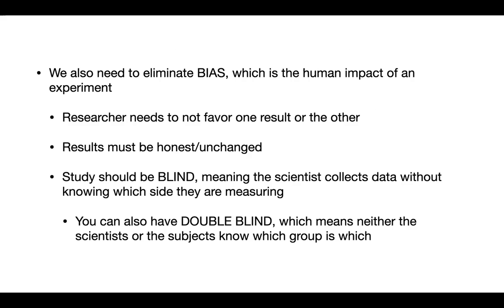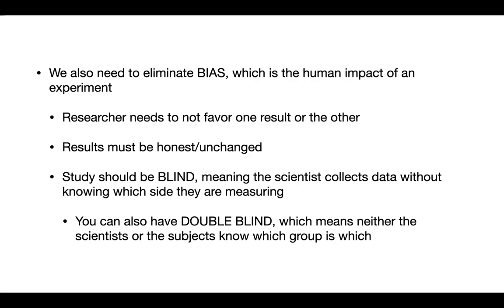Researchers need to not be rooting for or in favor of or trying to get one result or another. If you go into an experiment and you have a favorite bubble gum, going back to the gum, and you do an experiment and you want that favorite bubble gum to win, you might be biased. And so you need to go in and you need to be honest. So the results must be honest and unchanged.